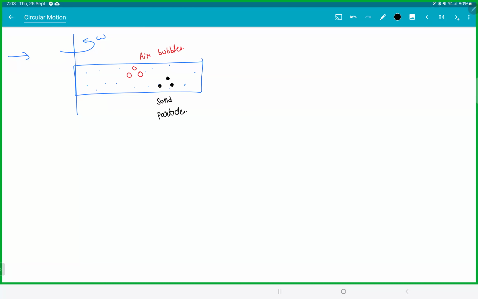I'll give you a hint. Think about your washing machine. When your washing machine rotates, where will the clothes go? Where will the soap foam go? Ever observed that soap foam? The foam comes to the center. The clothes go and stick to the edges. So what will happen here? When this thing starts rotating, what will happen to the air bubbles?